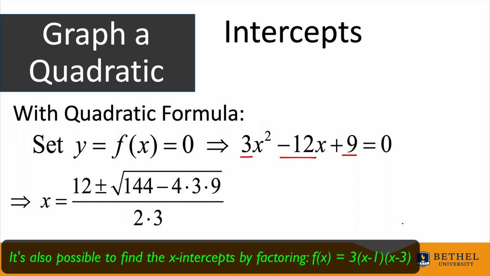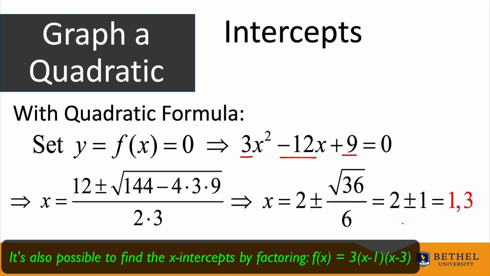Therefore, x is equal to negative of negative 12, which is positive 12, plus or minus the square root of negative 12 squared, which is 144, minus 4 times 3 times 9, all over 2 times 3. This simplifies to 2 plus or minus the square root of 36 over 6, which is 2 plus or minus 1, which gives 1 and 3 as the x-intercepts.